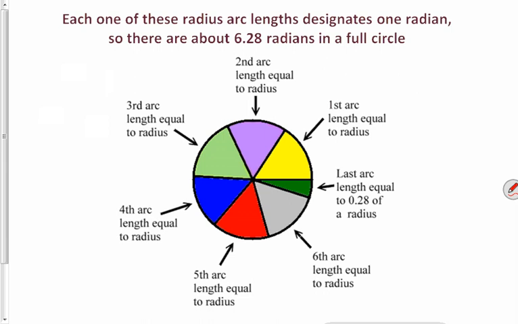So let's look at the circle here. You can see the nice color coordination there. So we have 1 radian, 2 radians, 3 radians, 4 radians, 5 radians, 6 radians, and then this piece that's left over is about 0.28 of a radian, right? So 6.28 radians in a full circle.